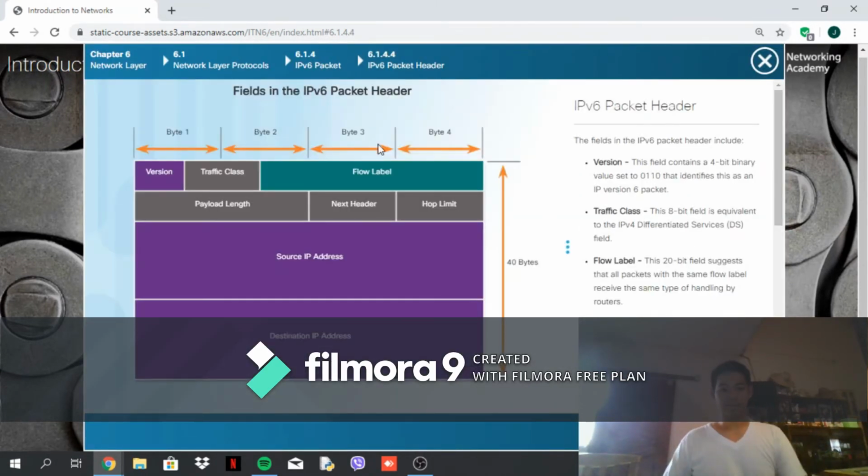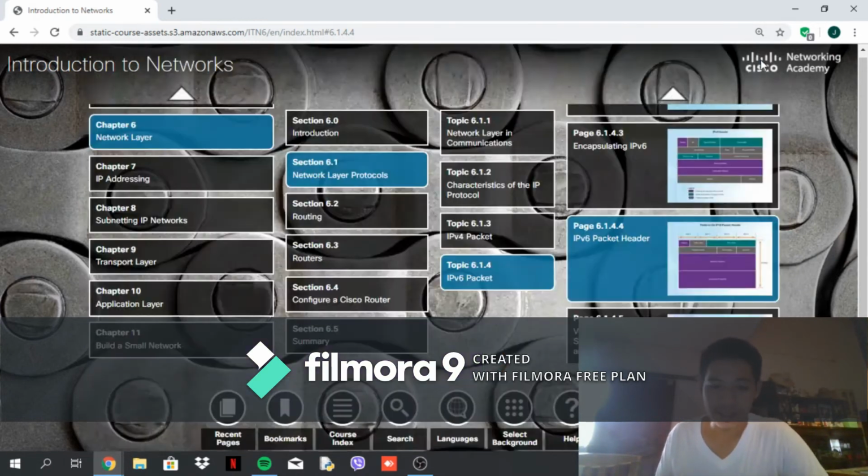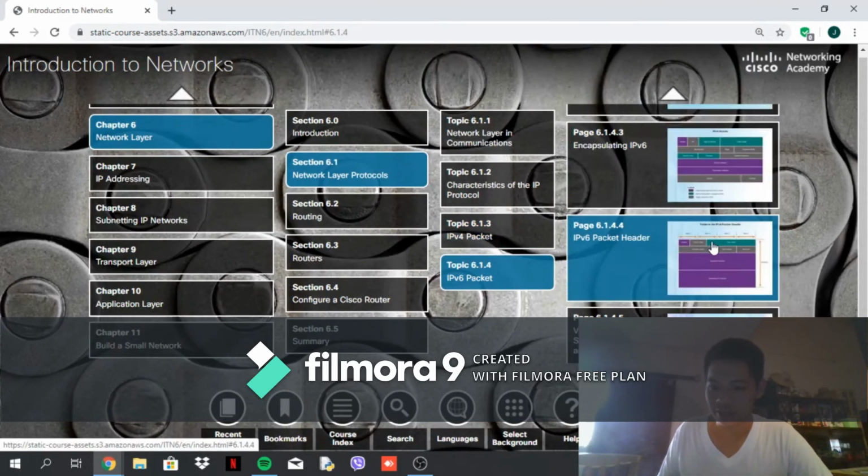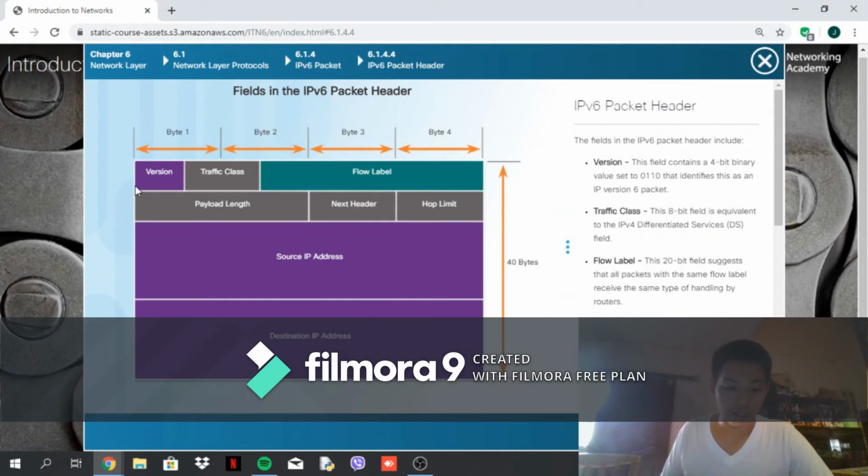Ah, this is the actual packet header. Unlike the packet header of IPv4, it's lengthy, a lot of process, a lot of memorization, but here it's efficient, it's precise. Also, of course, they have the IP address, source IP address, destination IP address.